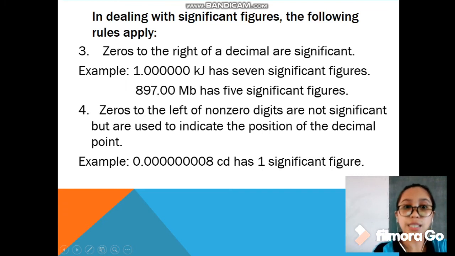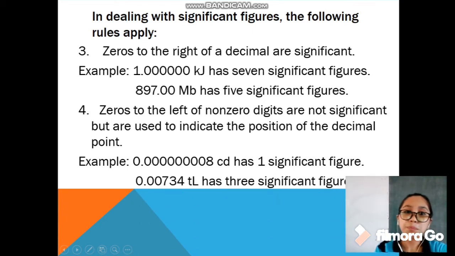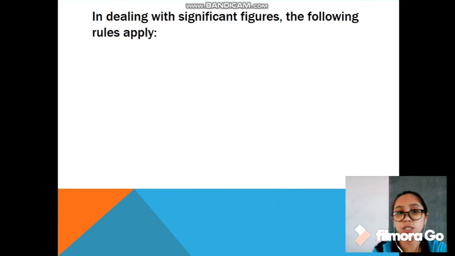But if it is a zero before the decimal point and right after the decimal point are all zeros, they are not significant. Okay? It only indicates the decimal point. It only indicates the decimal point, but there is no non-zero digit here. Okay? So this has only one significant figure. This one has 3 significant figures.